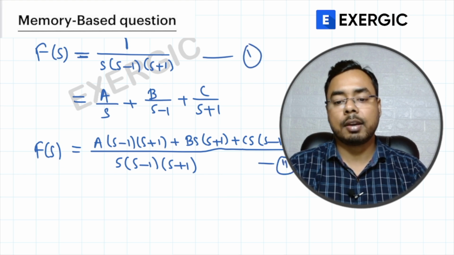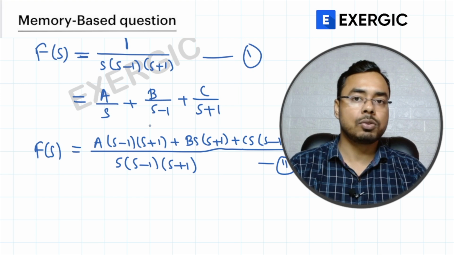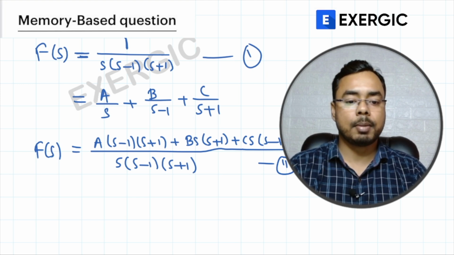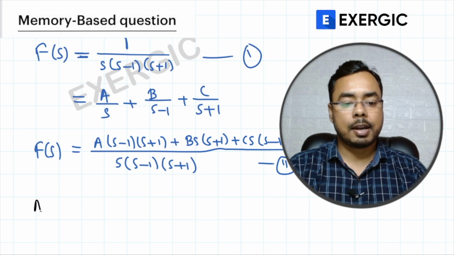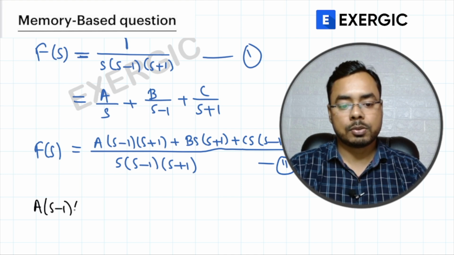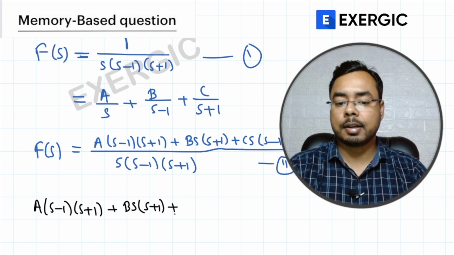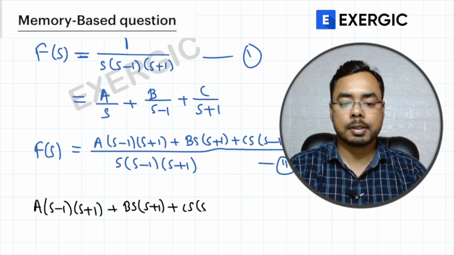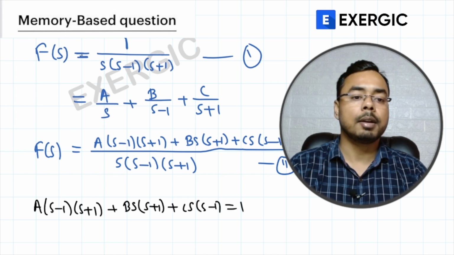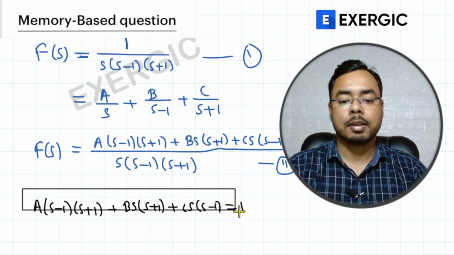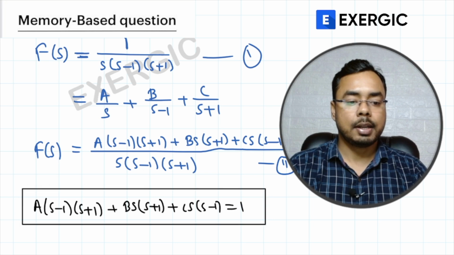Now if these two are equal, then the numerators of these two will be equal because the denominator is equal. So you can write from here A into s minus 1, s plus 1, plus B into s plus 1. Now again, there are other ways of writing partial fractions, but this is the most convenient method. So this is the relation that we have obtained.